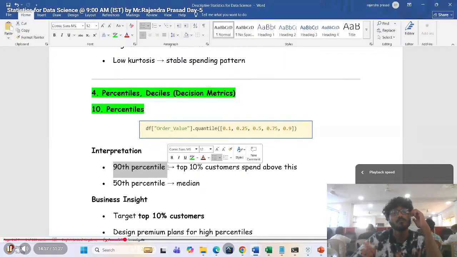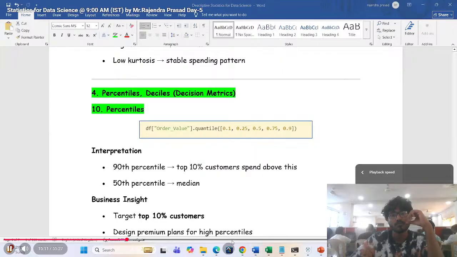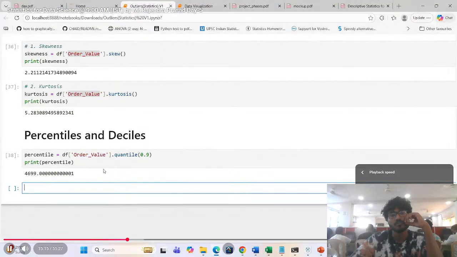Look at the numbers, how I'm communicating. If I'm talking about the 90 percentile, then it's the top 10% of customers. If I'm calculating 80 percentile, it means the top 20%. If I'm calculating the 75 percentile, it means the top 25% of the people. Here, when I calculated the 90 percentile, I got the value as 4,699. It means all my top customers are, on average, spending about 4,699. You get my point? So why do we need to calculate this? Whenever you want to prioritize the customers.